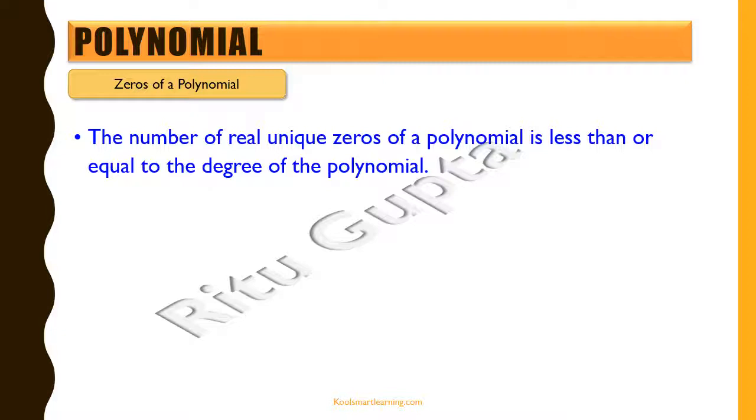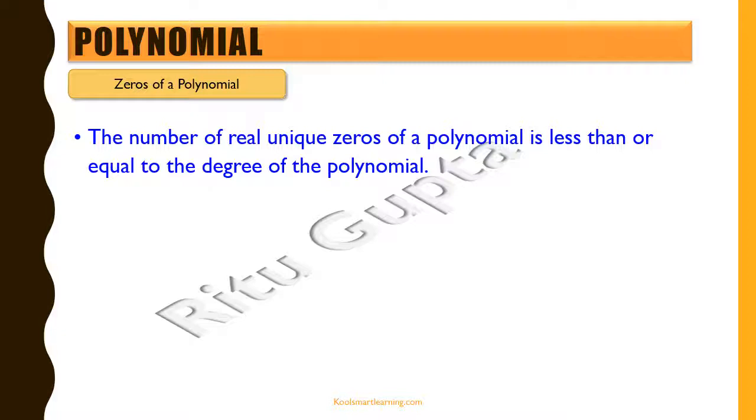Now we already know about linear equations, quadratic equations and cubic polynomials. Actually we are talking about the polynomials, not equations. So we know linear polynomials are the polynomials where the degree of the polynomial is 1, where the maximum power of x is 1. That kind of polynomial is called the linear polynomial. Quadratic polynomial is where the degree of the polynomial is 2. Cubic polynomial is where the degree is 3.